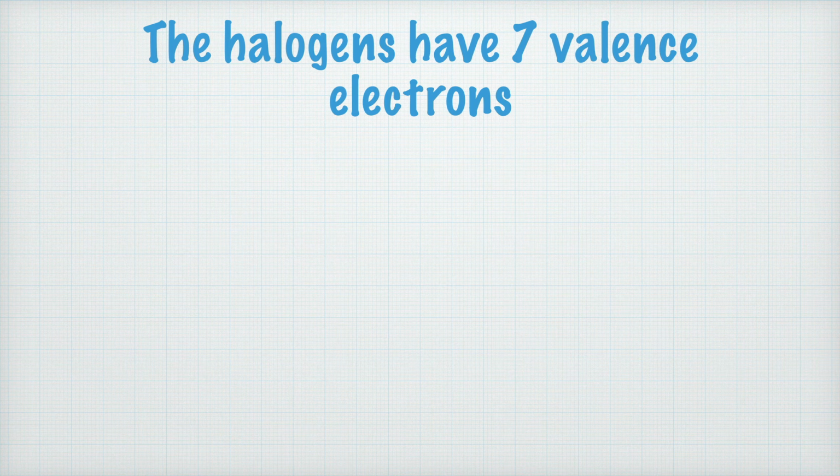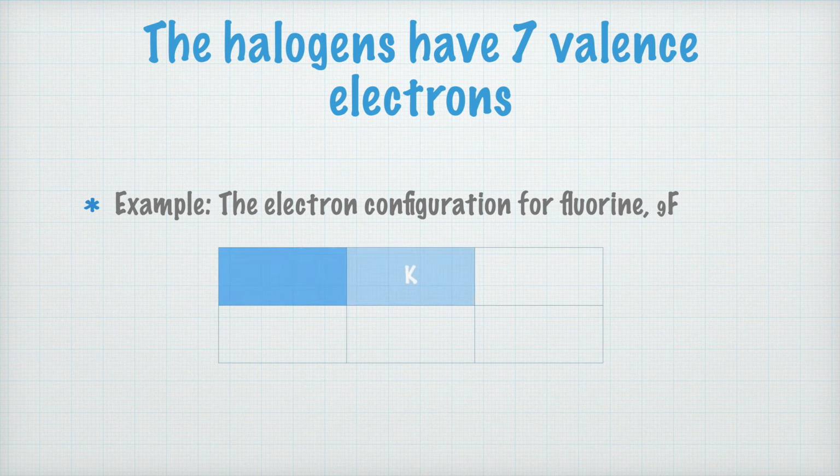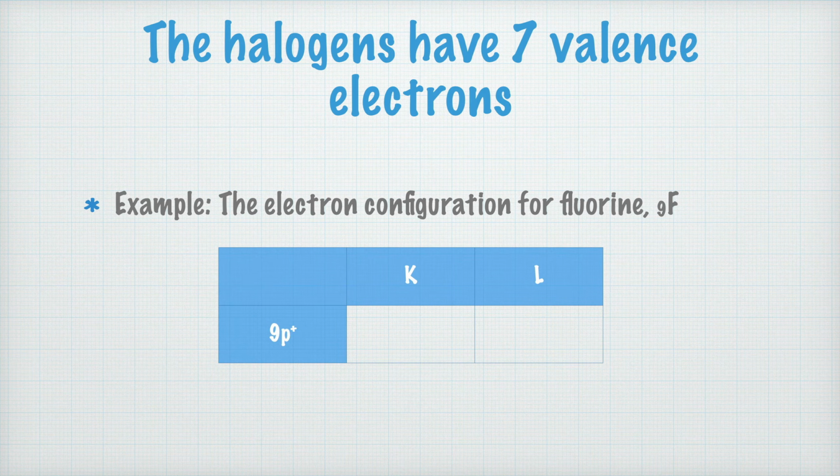This time we exemplify by looking at the electron configuration for fluorine. Fluorine has the atomic number 9, and thus also 9 protons in its nucleus. There are 9 electrons also to distribute on the different shells, so we put 2 of them in the K shell and the remaining 7 in the L shell.